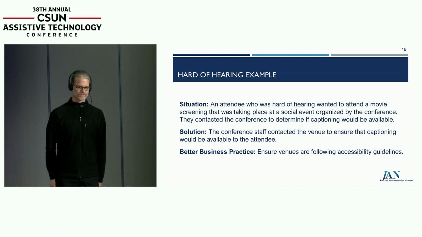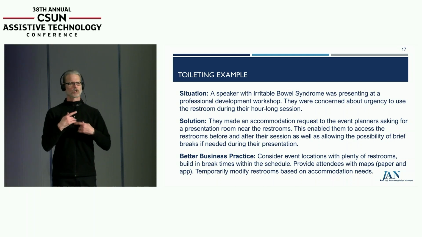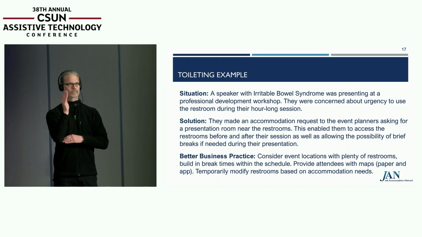Okay, next, I want to talk about an example with regard to personal needs related to toileting. A speaker with irritable bowel syndrome was presenting at a professional development workshop. They were concerned about urgency to use the restroom during their hour-long session. They made an accommodation request to the event planners, and this is what they asked for.